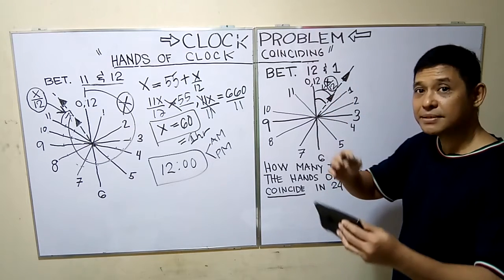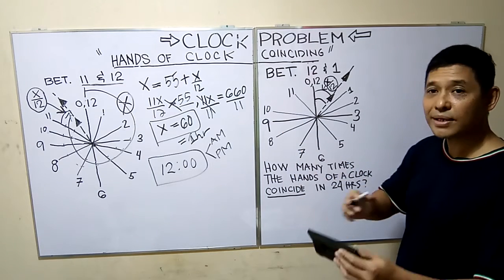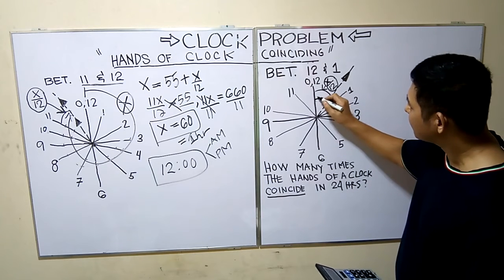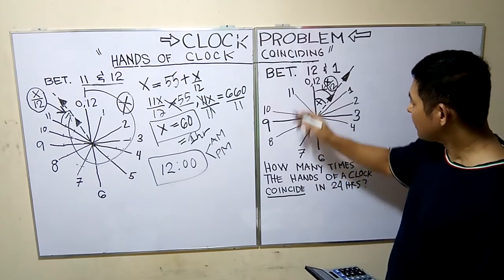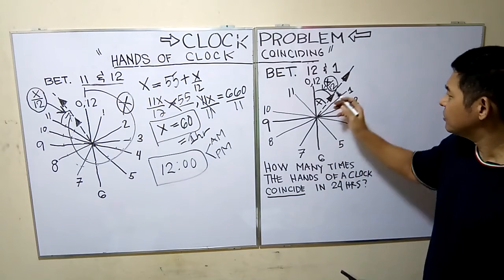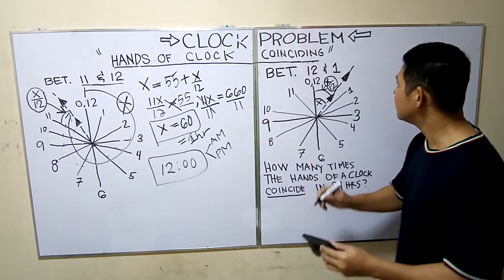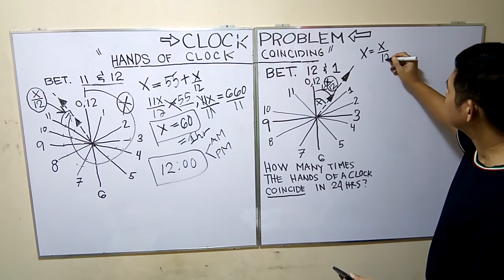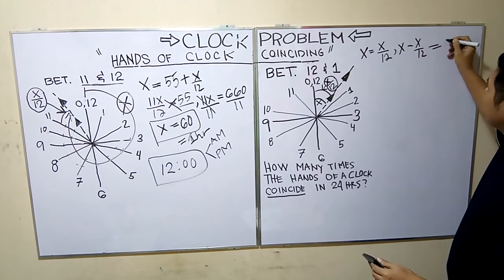Magmula sa reference point, di ba, sinusukat natin tulad no? Up to kung saan nandoon yung minute hand o kaya hour hand in this case. Kasi coinciding nga sila. So, this is the number of minute. So, kung titingnan natin sa mismong clock, yung X is also equal to X over 12. So, ang gagawin natin, i-equate lang natin silang dalawa. Therefore, X is equals to X over 12. Therefore, X minus X over 12 is equals to 0.